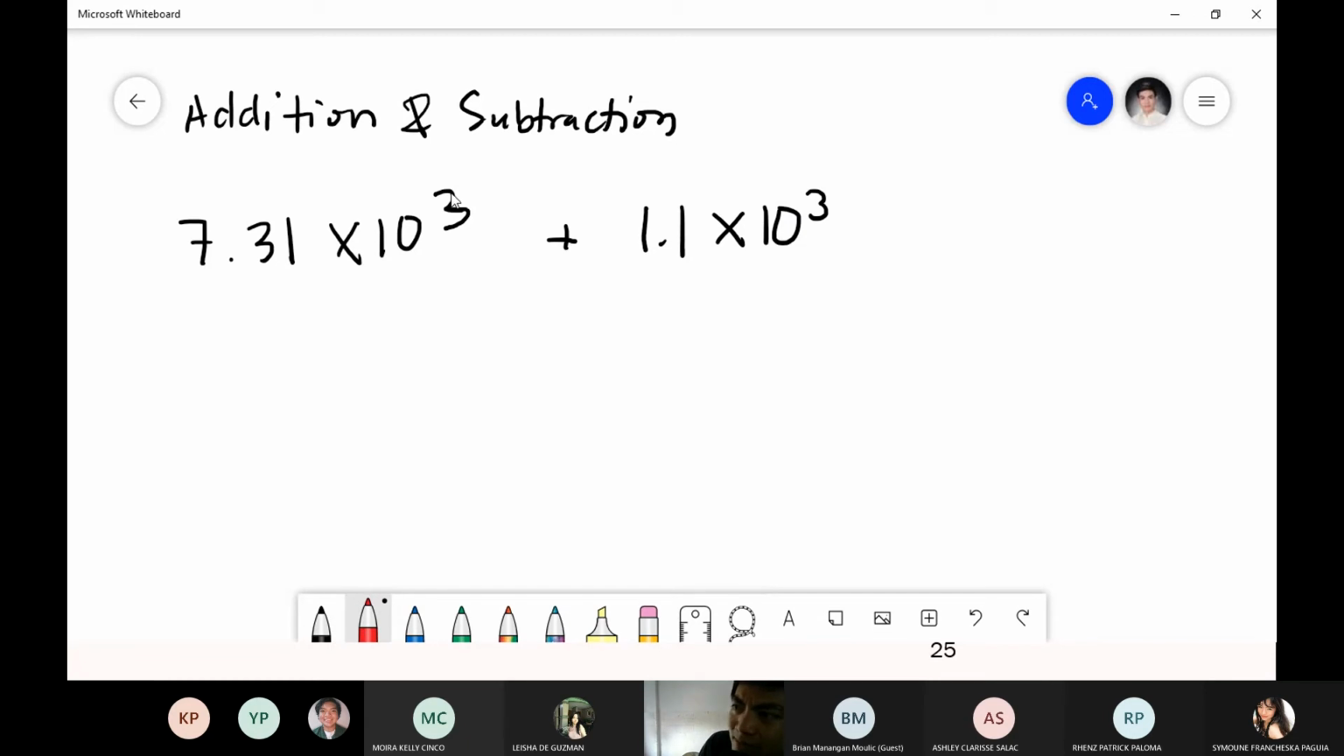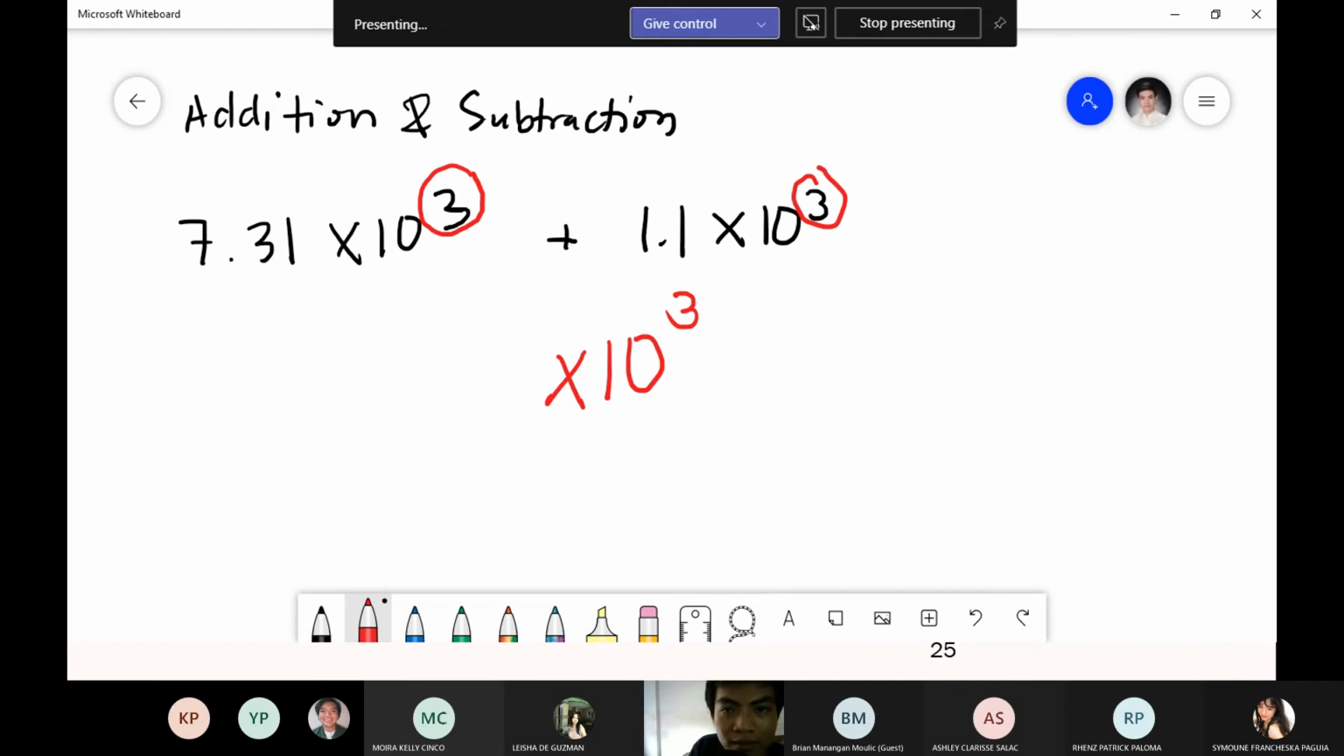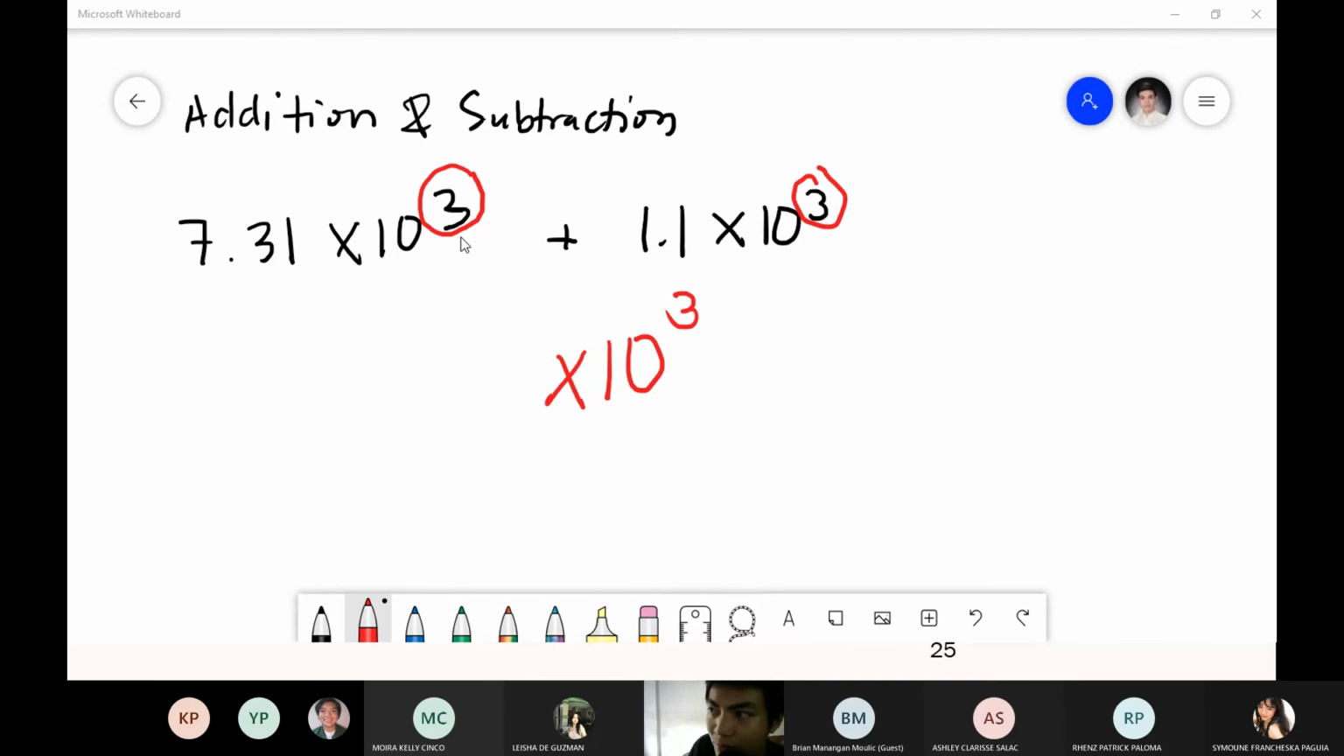Okay? If you have the same exponent, 3 yan, 3 ayon, wala ka nang gagawin. Kopyahin mo na lang. Okay? So, yun yung rule. Same exponent pag add, subtract. Okay? So, times 10 raised to 3 yon. So, kopyahin ko na lang. Times 10 raised to 3. Then, susunod, yung aking integers, i-add ko sila. 7.31 plus 1.1. So, kopyahin ko lang yung exponent, pero i-add ko yung integers.